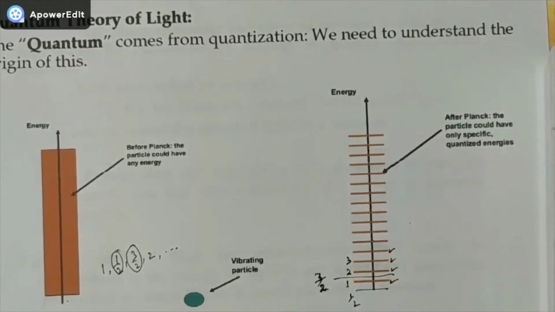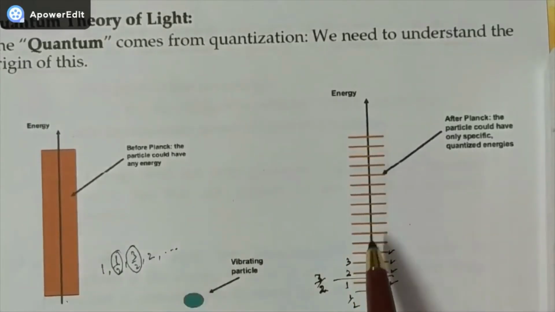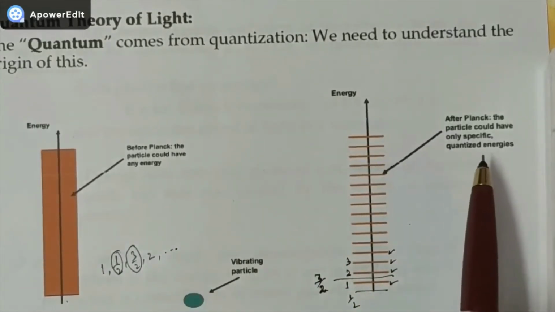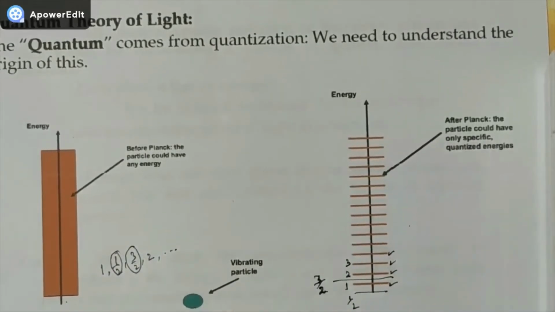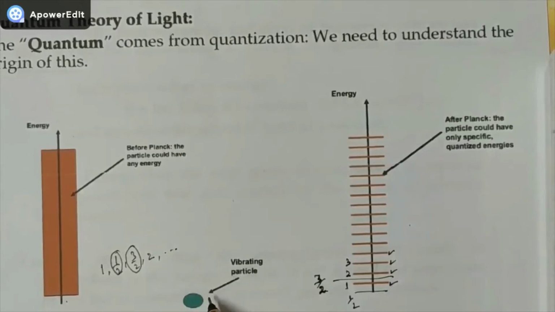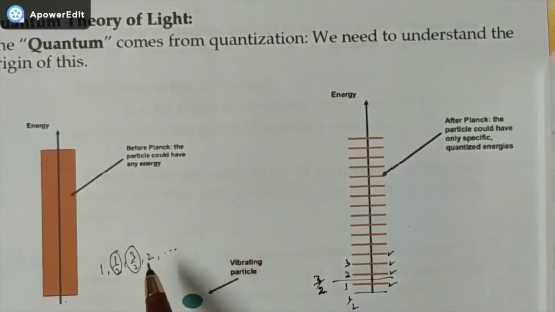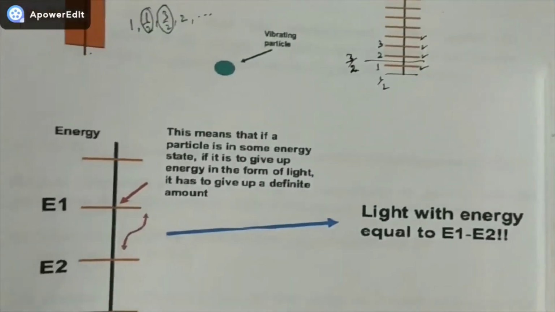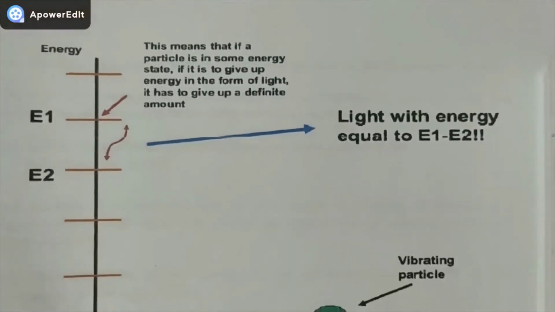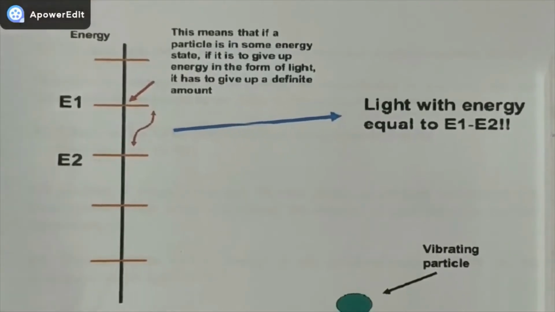This is what we mean by quantization. It's not continuous. It is quantized, discrete. This vibrating particle could have only a specific quantized energy. It's not that this vibrating particle can have energy half, 3 by 2, 7 by 2. It can have only 1 amount of energy, 5 amount of energy, 7 amount of energy. So this is what we mean by the quantization of the energy.